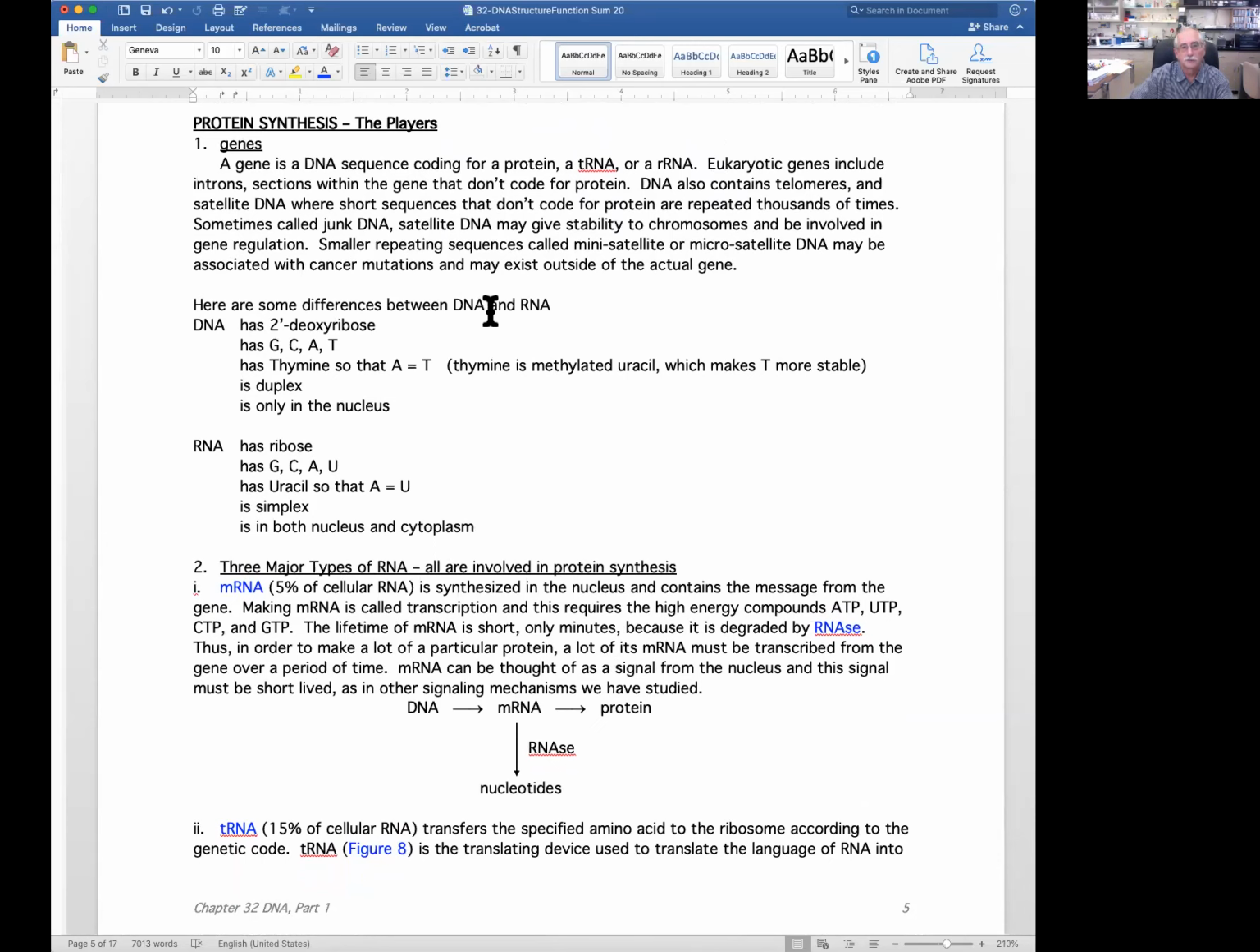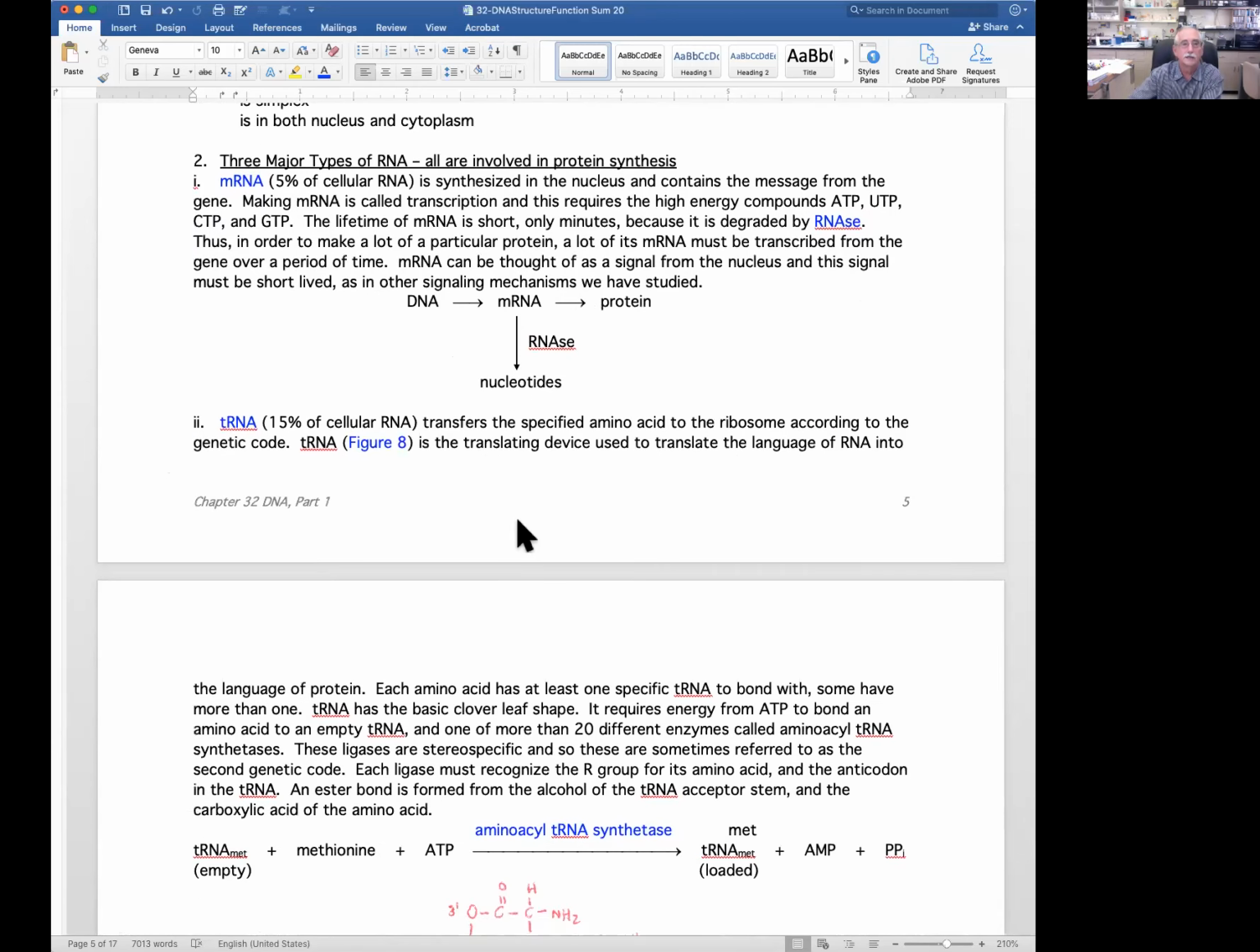Here are some differences between DNA and RNA. RNA is ribose, while DNA is 2'-deoxyribose. Notice that the T in DNA is a U in RNA. RNA is simplex, which means it's single-stranded. DNA is duplex, and is only in the nucleus. RNA is in the nucleus and the cytoplasm.